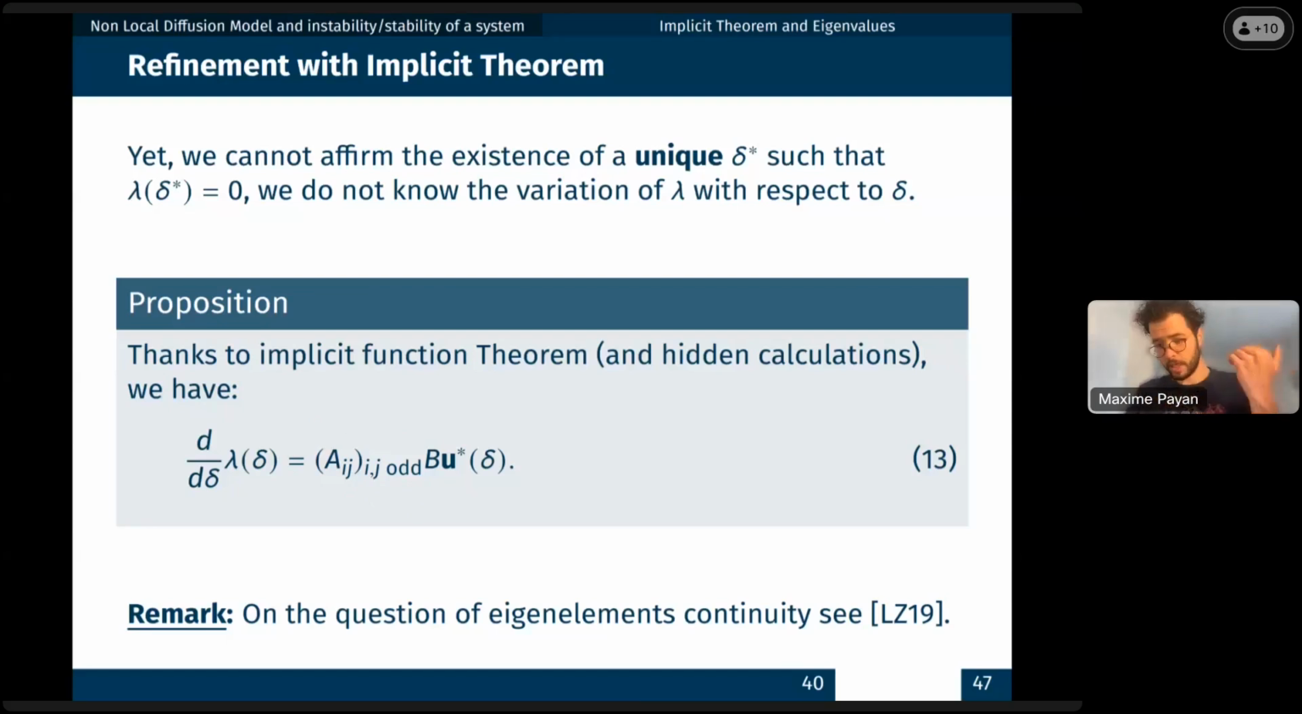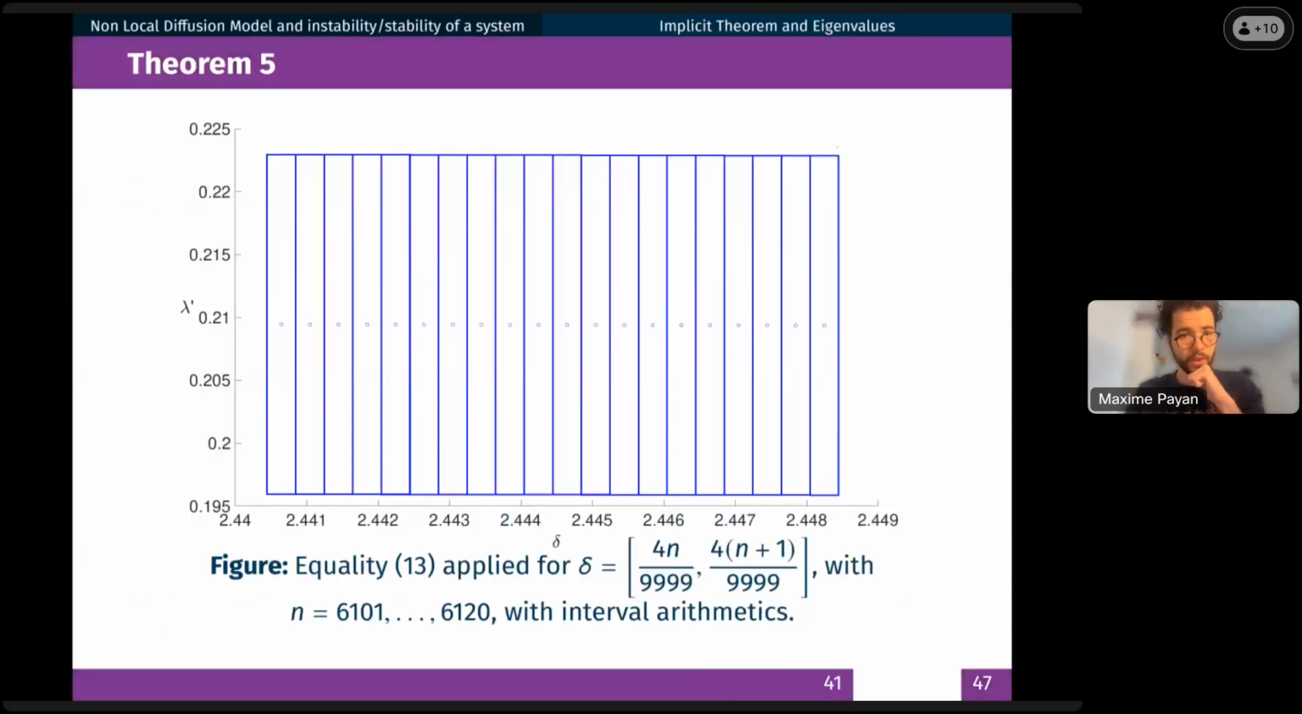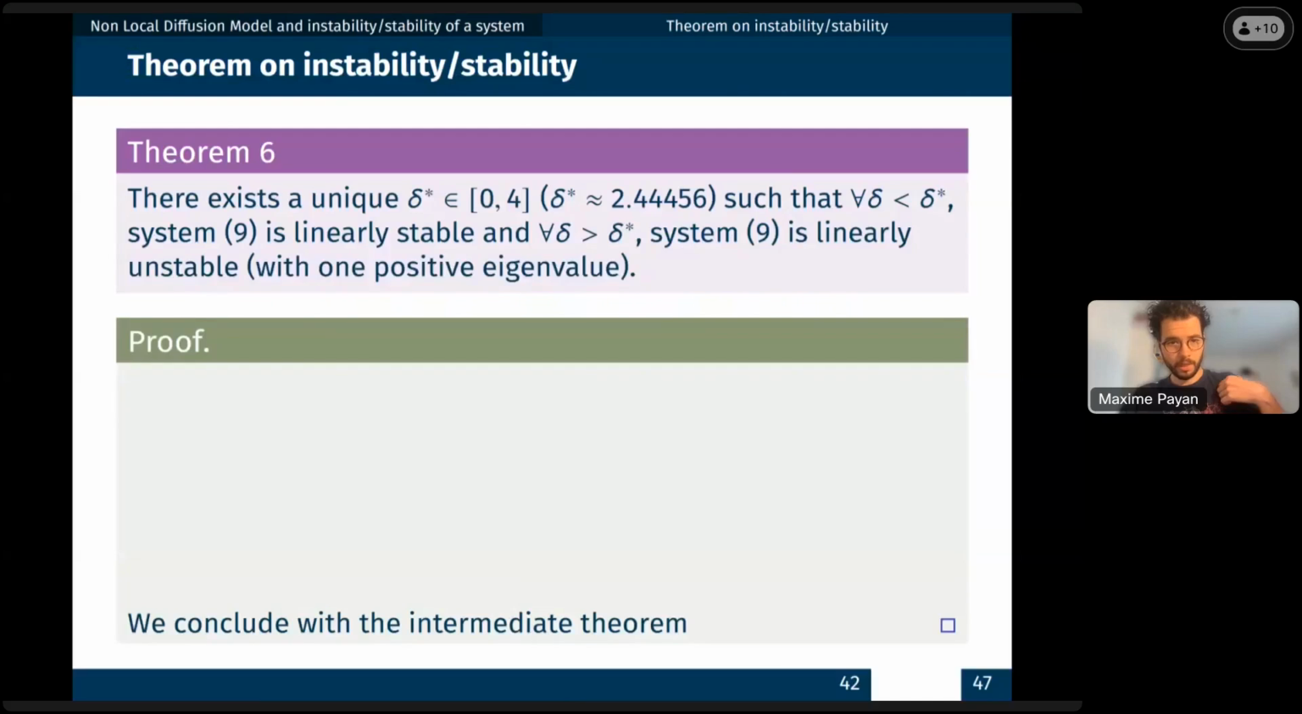And we apply this to get the last theorem, and we have the derivative of lambda with respect to delta, and we see that this is completely positive, so it means that lambda grows with delta, and we can conclude with this theorem by using the intermediate value theorem.